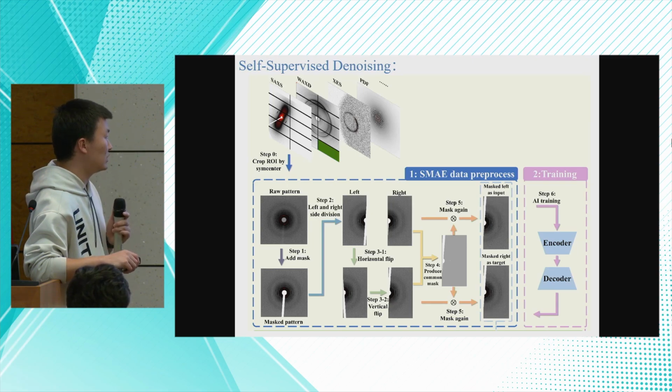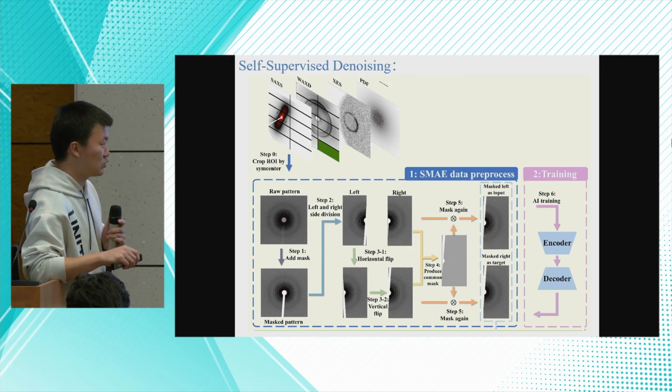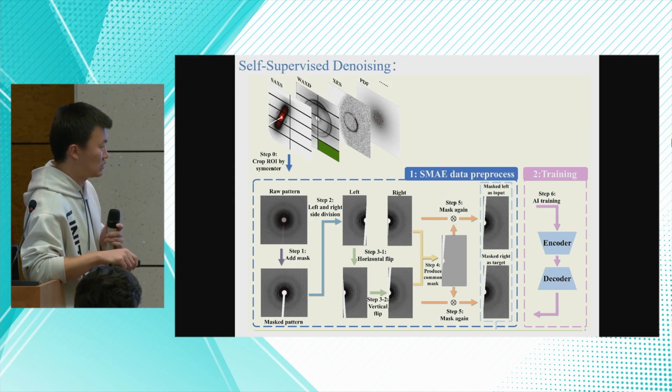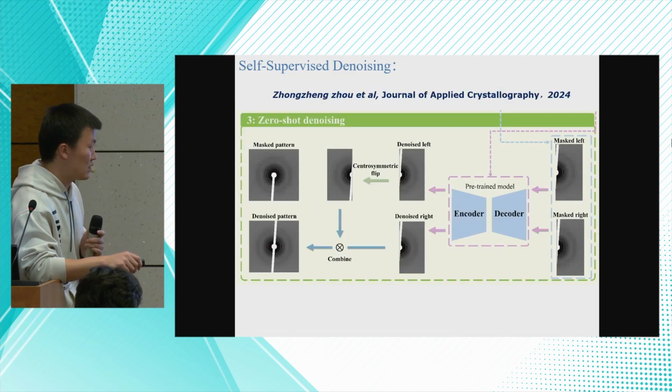And now we cut this into the left one and the right one. The left one does the symmetrical flip here. Then we use a common mask to mask it again. And now you can get these two pictures. These two pictures look quite the same. Now we use these two pictures to train a neural network, using a noisy-to-noisy algorithm.